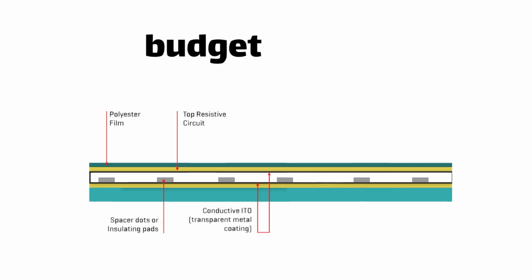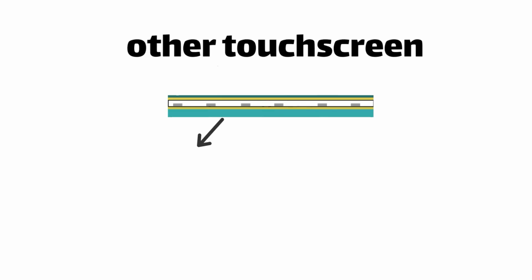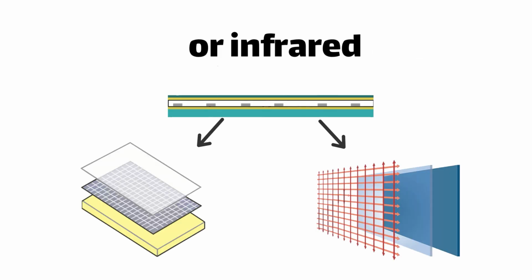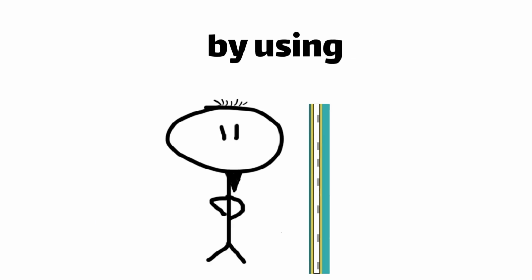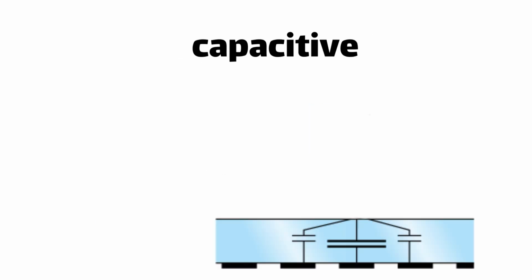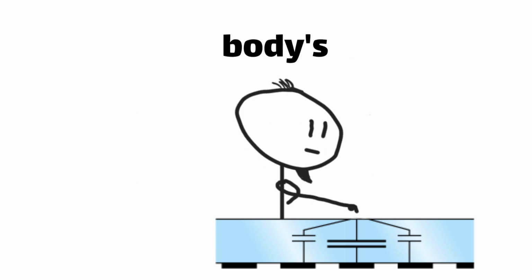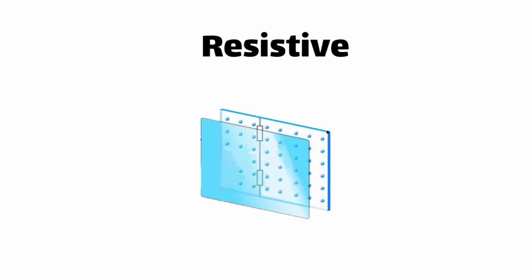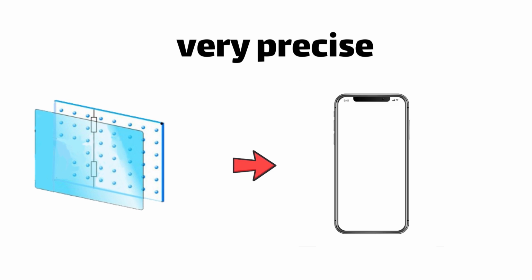This gave rise to even more advanced sensing methods. Resistive touchscreens are a budget-friendly option compared to other touchscreen technologies like capacitance or infrared. These screens work by using finger pressure to activate, whereas capacitative touchscreens rely on the body's electrical properties. Resistive touchscreens can also be very precise when properly calibrated. They even use a type of capacitance to sense touches.